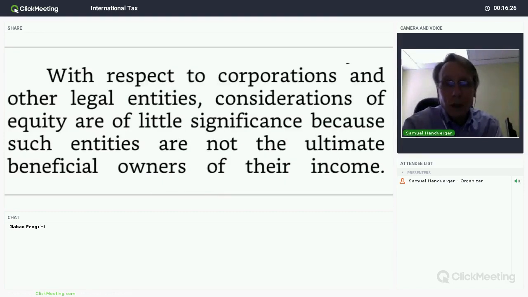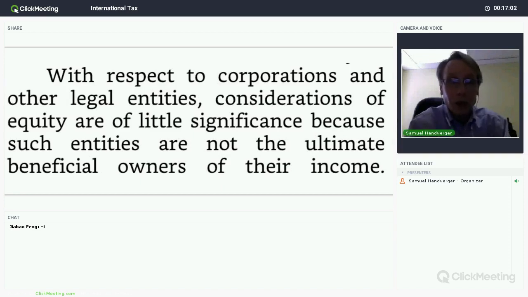Corporations and other legal entities, we don't need to be thinking about trying to be equitable to them because they're not the beneficial owners. The stockholders are the beneficial owners. So in the concept of taxing businesses, we're not too concerned with exactly how we tax them. The issue with corporations and other business entities is that countries tend to tax based on where their activities occur.